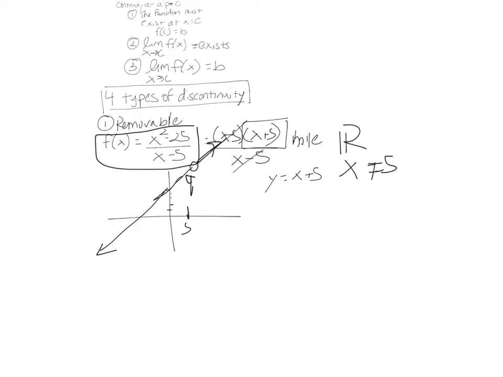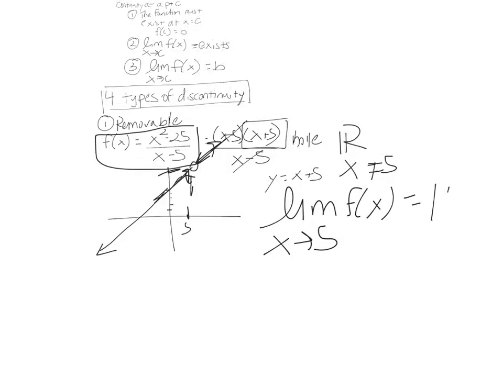The limit as x approaches 5, the limit is whatever that y value is, which is 10. The limit, write that down, because a lot of people think that the limit doesn't exist at 5. But if you remember, the limit is not what y is, it's what it's approaching, right? And so the limit is 10.